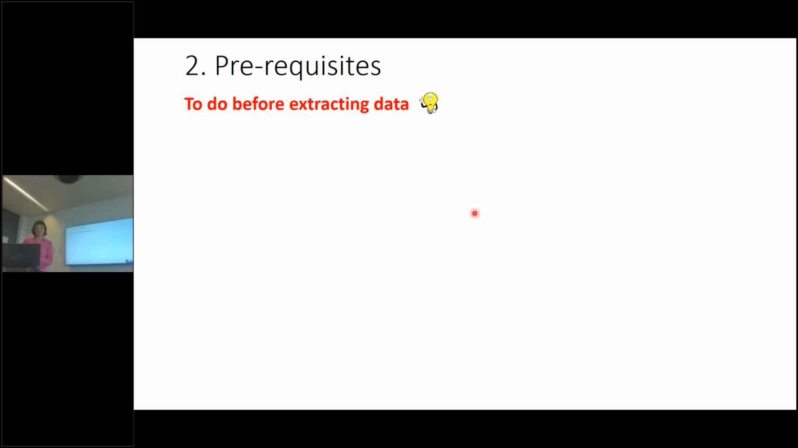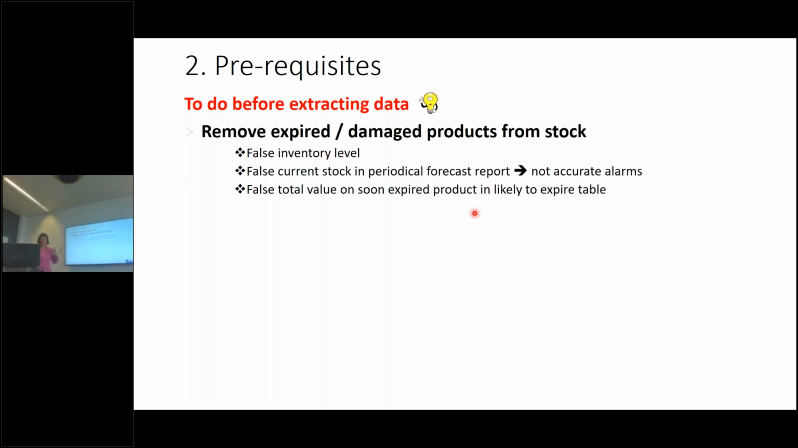Prerequisites, very, very important. What to do before extracting data? First of all, make sure that all your expired damage products are removed from your stock. Why? Because of course you will have false inventory level if you keep expired products as available stock.